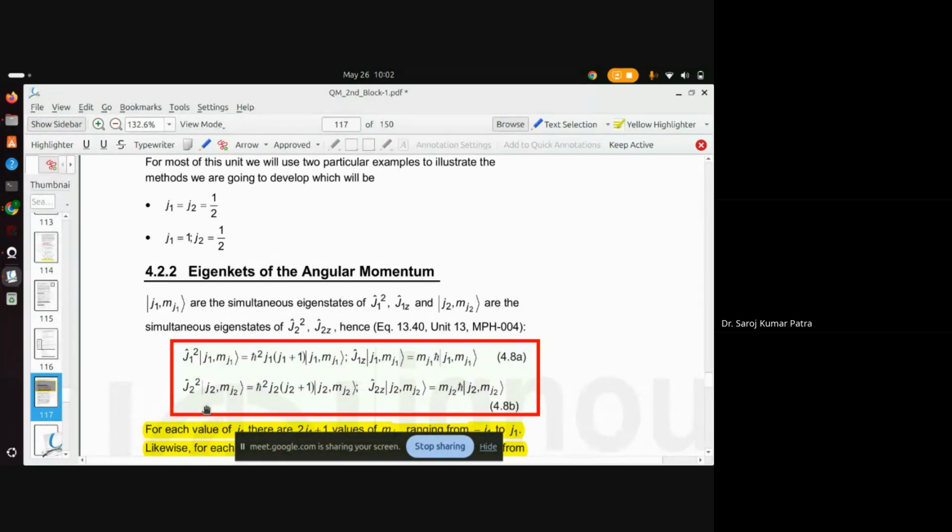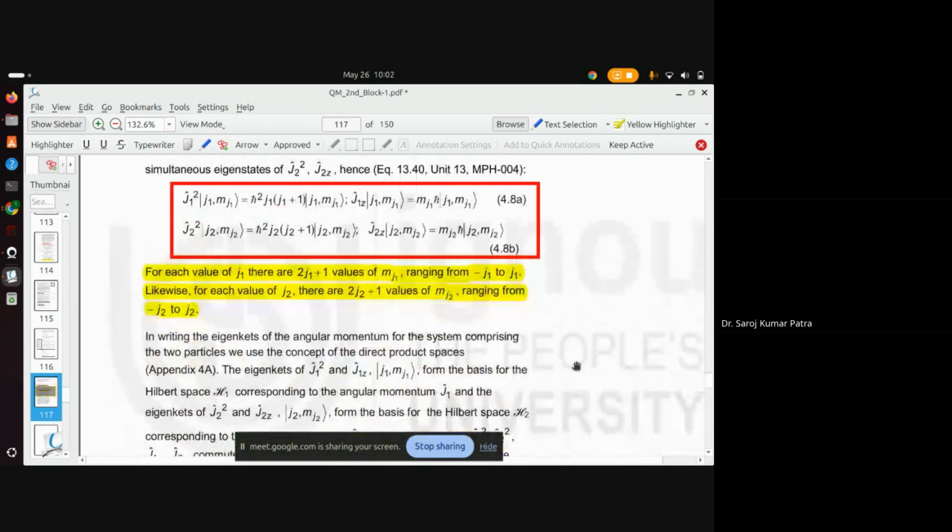Similarly, for particle 2, J2 square will give me J2(J2 plus 1) h cross square, and J2Z will give the eigenvalue MJ2 h cross. Okay. So for each value of J1, there are 2J1 plus 1 values of MJ1. How many MJ1 can there be? Starting from minus J1 to J1 through 0.